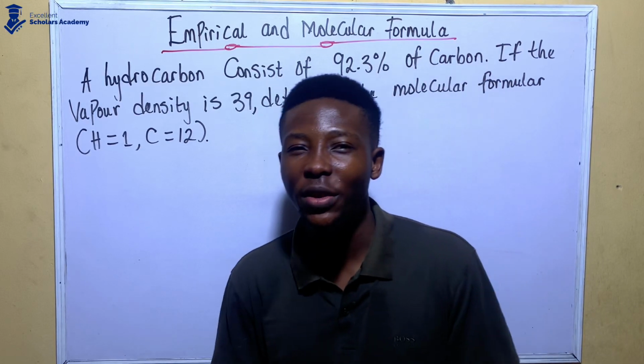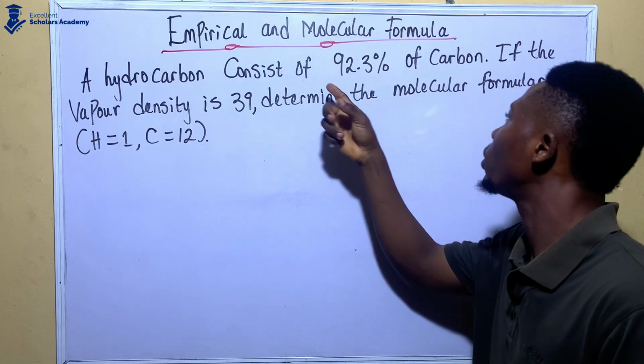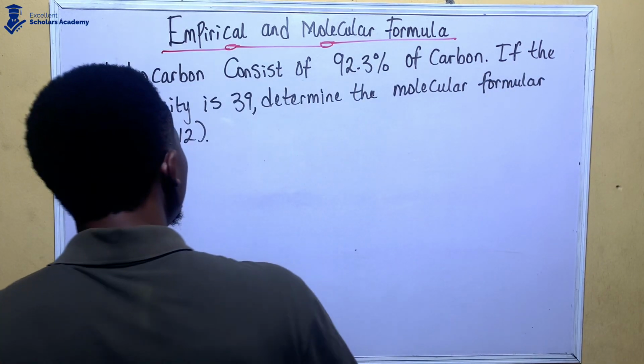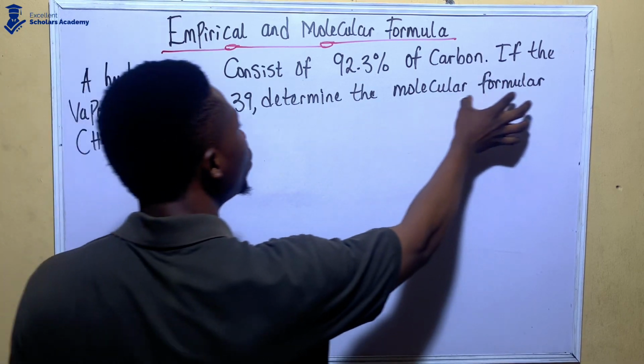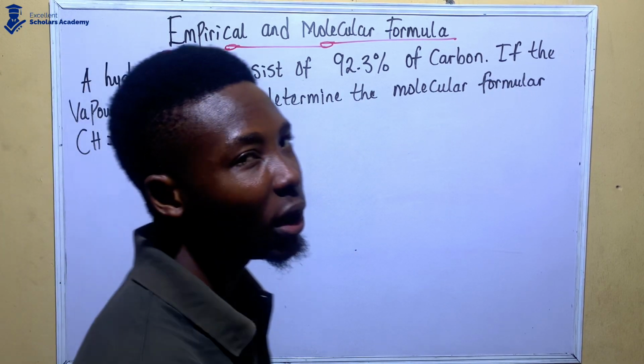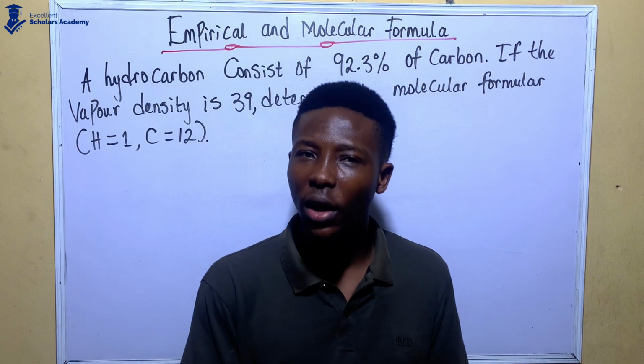Alright, welcome to another interesting video, and today we want to look at empirical and molecular formula. A hydrocarbon consists of 92.3% of carbon. If the vapor density is 39, determine the molecular formula given that H is equal to 1 and C is equal to 12. Now, we want to find the molecular formula, but we have to find the empirical formula before we can find the molecular formula.